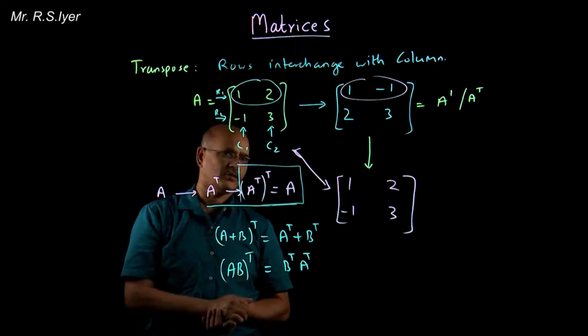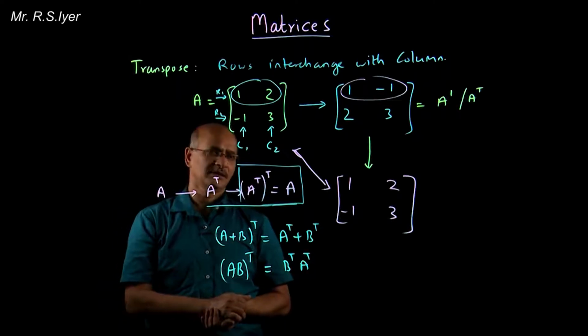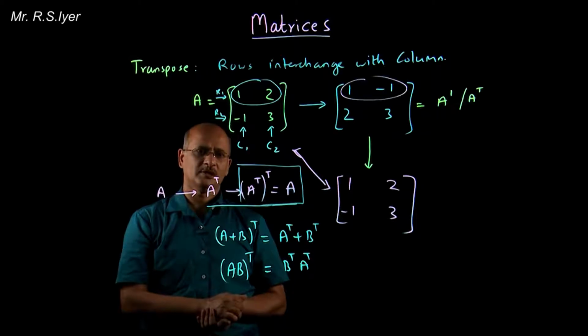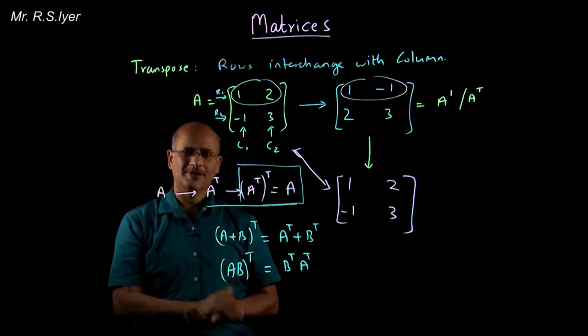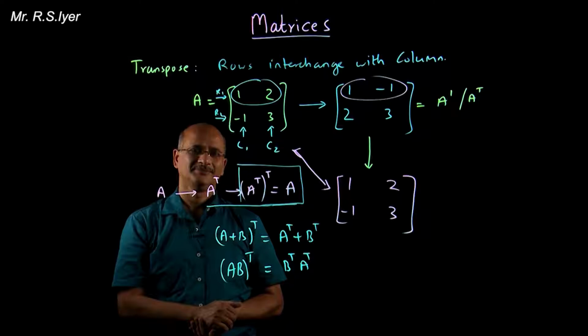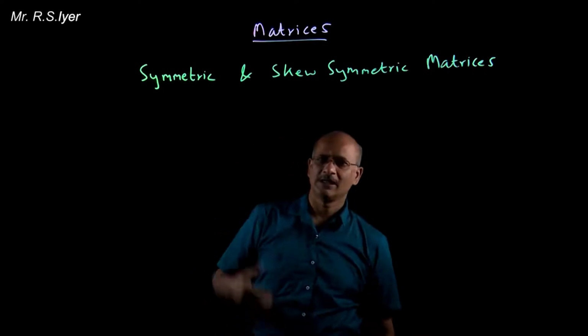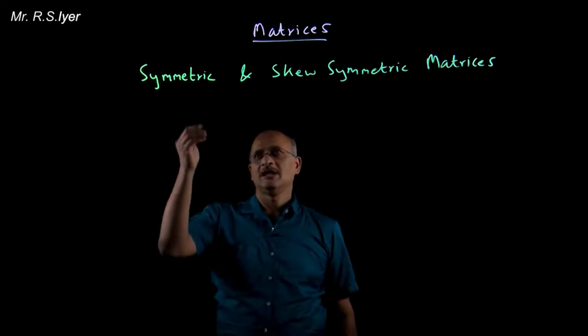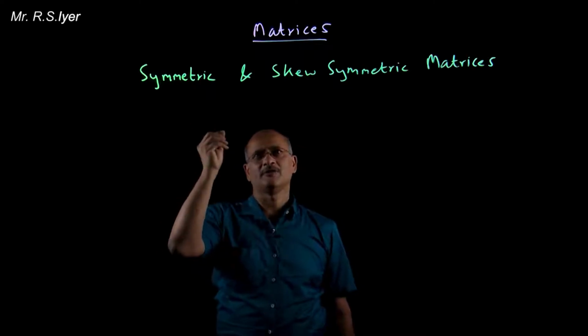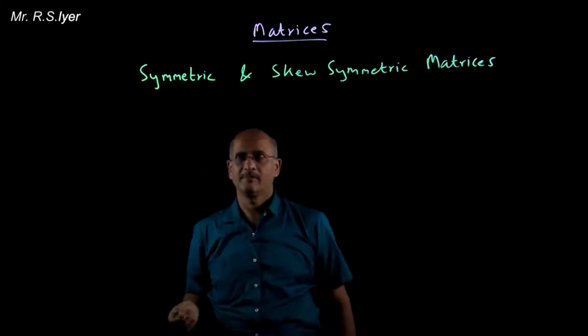We'll take the next part of the concept right away, that is symmetric and skew symmetric matrix. So let's take the next part of the concept. After seeing what you mean by transpose and the properties of transpose, let us see the concept of symmetric and skew symmetric matrices.